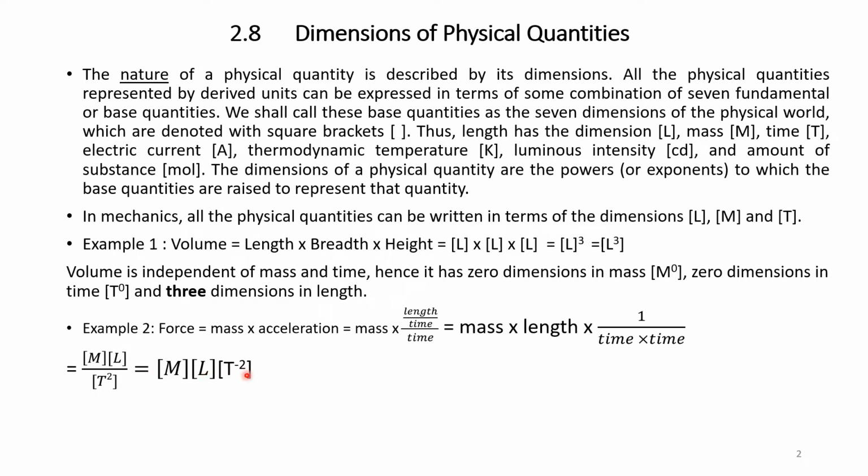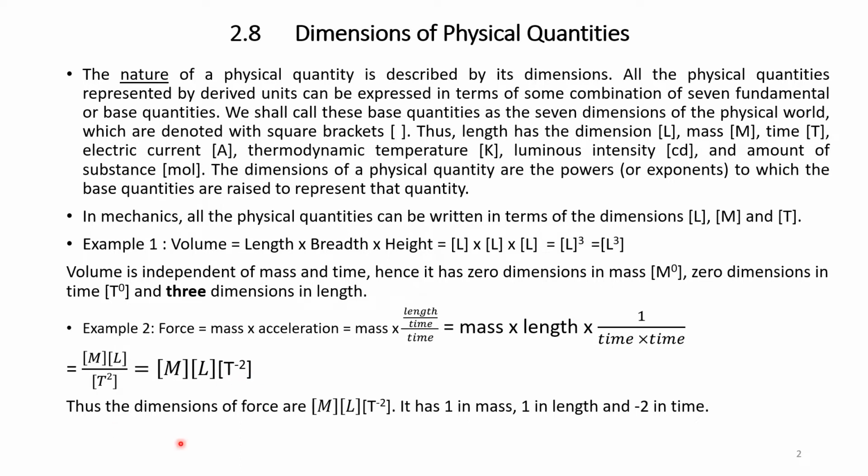T to the power of minus 2 is because T square in the previous equation is in the denominator. When T square goes to the numerator, it is T to the power of minus 2. Thus, the dimensions of force are M into L into T to the power of minus 2, all written within square brackets. It has 1 in mass, 1 in length and minus 2 in time.